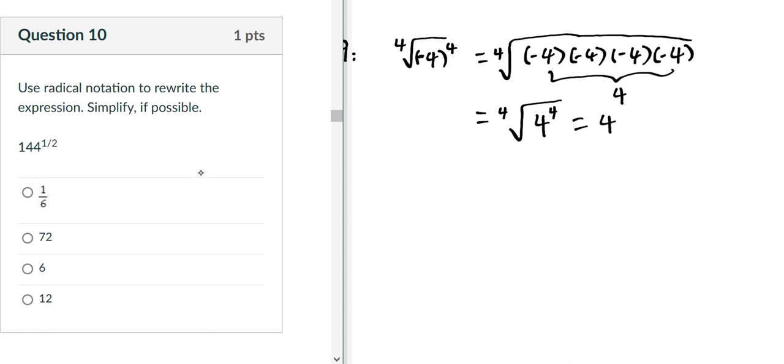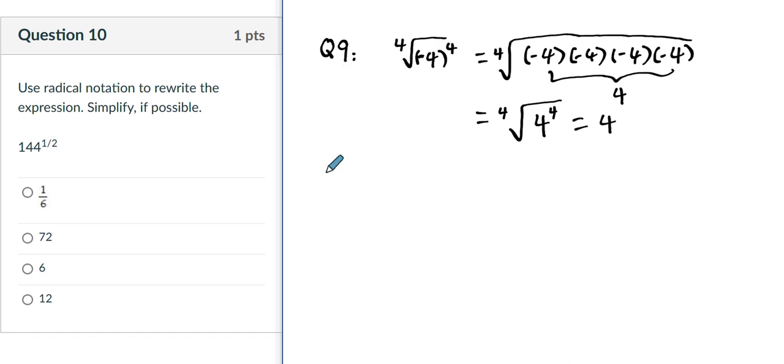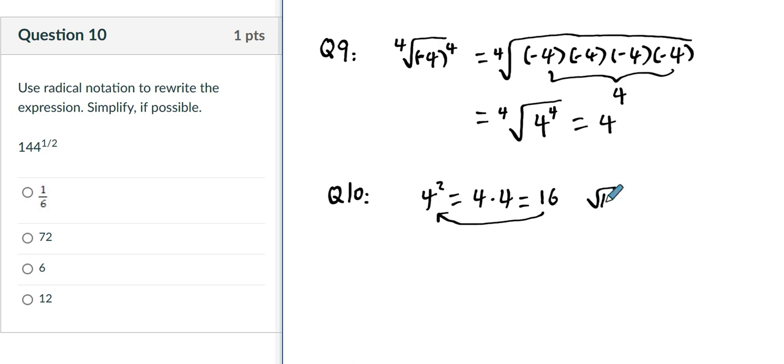Let's look at question 10. Question 10 is different now. Previously, we know 4 squared is 4 times 4 is 16. And when you go back from 16 to 4, you do radical what? You do radical 16 equals 4.